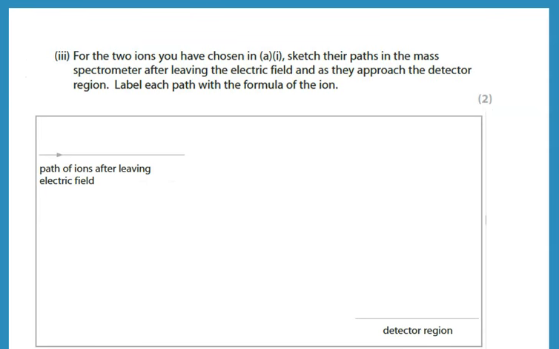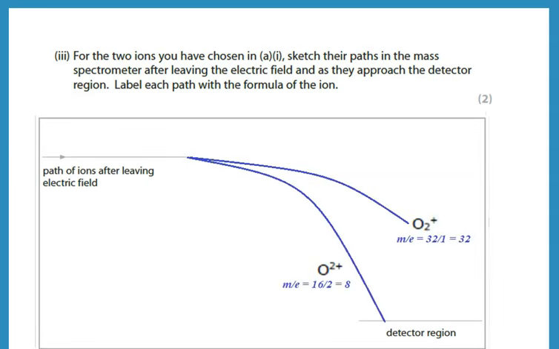Okay, this other question says for the two ions you have chosen, so this is the same question, sketch their paths in the mass spectrum after leaving the electric field as they approach the detector. Remember, if they're leaving the electric field and they're approaching the detector, that means they're passing through what? They're passing through the magnet, and the magnet is deflecting them. So basically, you need to show the deflection of each ion. Basically, you need to indicate that the one with a heavier m over e will be deflected to a lesser extent.